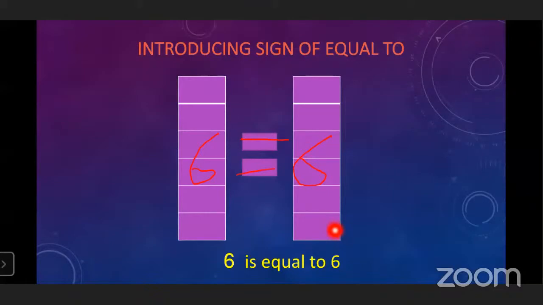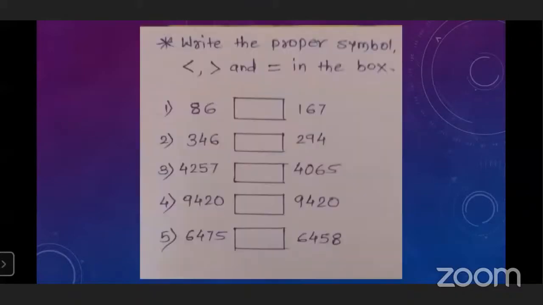Understood? Yes, sir. Now the next: write the proper symbol, less than, greater than, or is equal to, in the box. The first question has two numbers given. The first one is 86 and the other is 167.